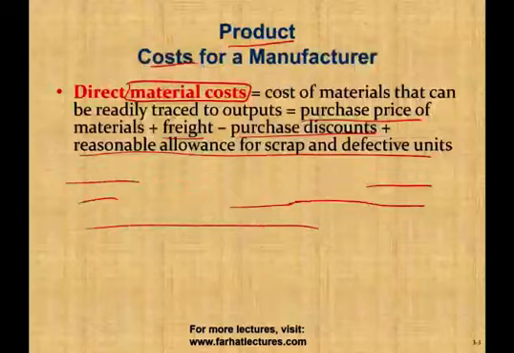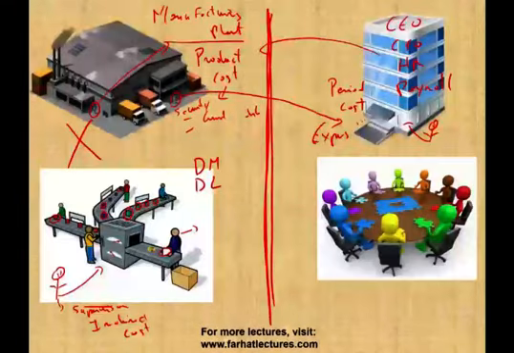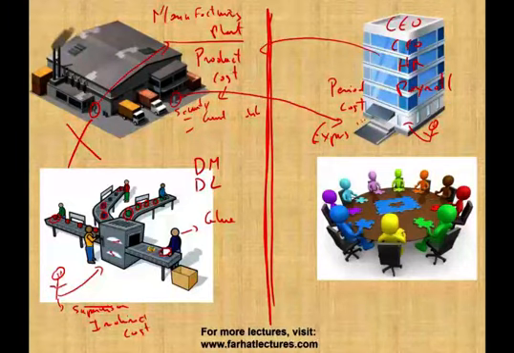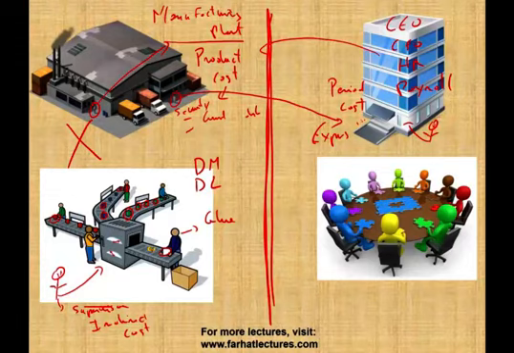Okay, let's assume we're putting these boxes together and we need to use glue. We need glue to glue those boxes, to glue the whole box. Well, the glue is part of the box, but the assumption is it's not worth keeping track of the glue because it's not readily traceable. Therefore, the glue is called indirect material.